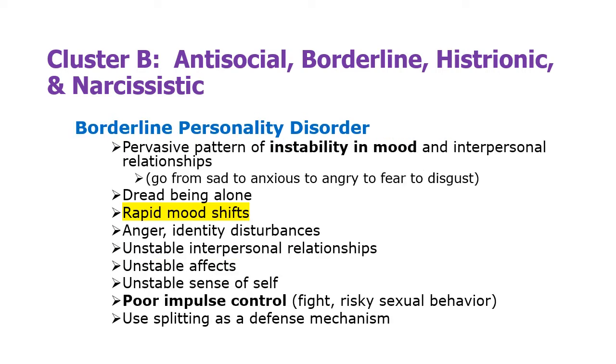Next up in cluster B, we have borderline personality disorder, and these individuals live on the border between two different moods, so they can frequently jump from one side to the other, from happy to sad. This also leads to poor control over impulses, so these people are more likely to get involved in fights and also take part in high risk sexual behavior.